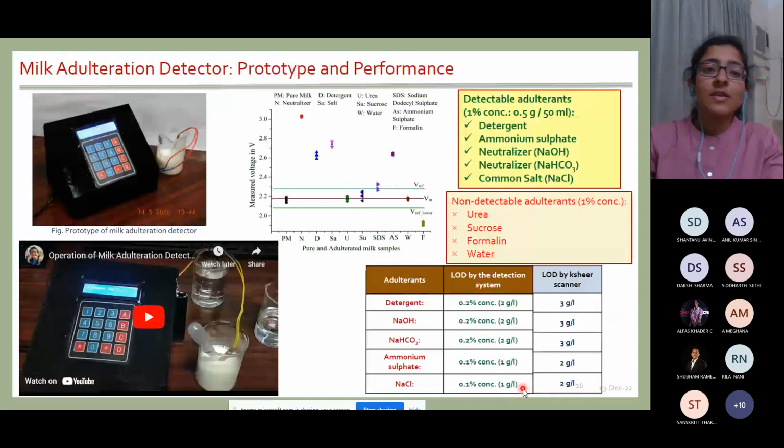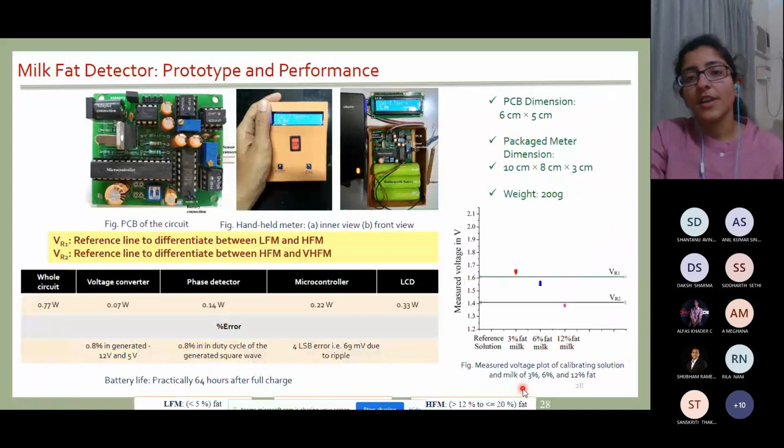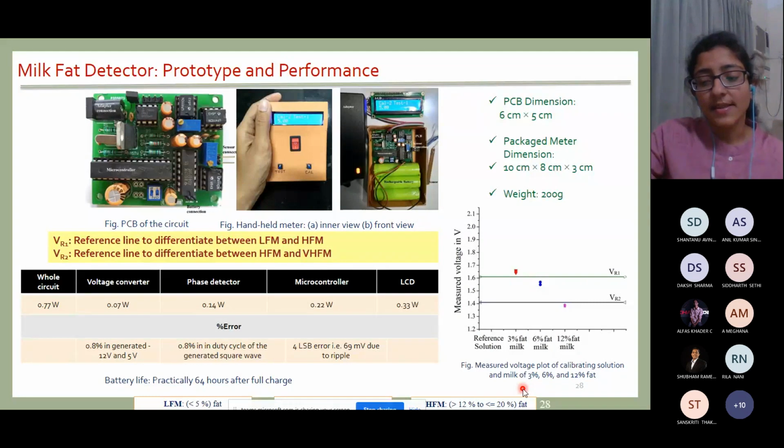Then we needed fat detection, because this was only for adulterants. For fat detection, we went through a similar process: another sensor design and another signal conditioning circuit. I am not going into it, but just wanted you to know that this fat detection sensor and the fat detecting prototype, a small handheld prototype, were all done. And these are the total results.